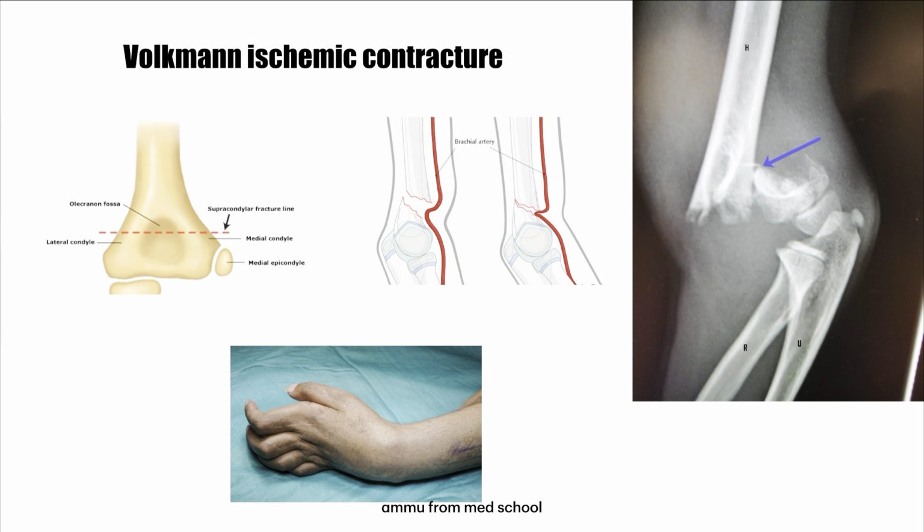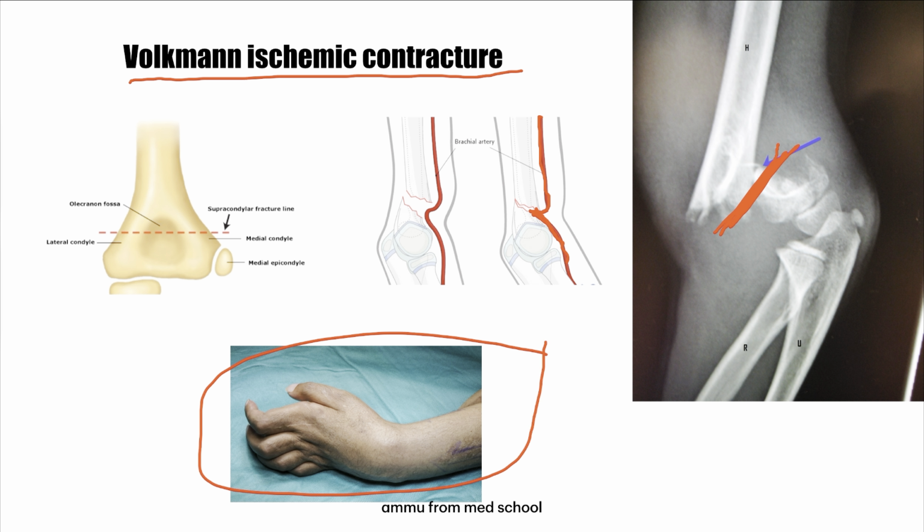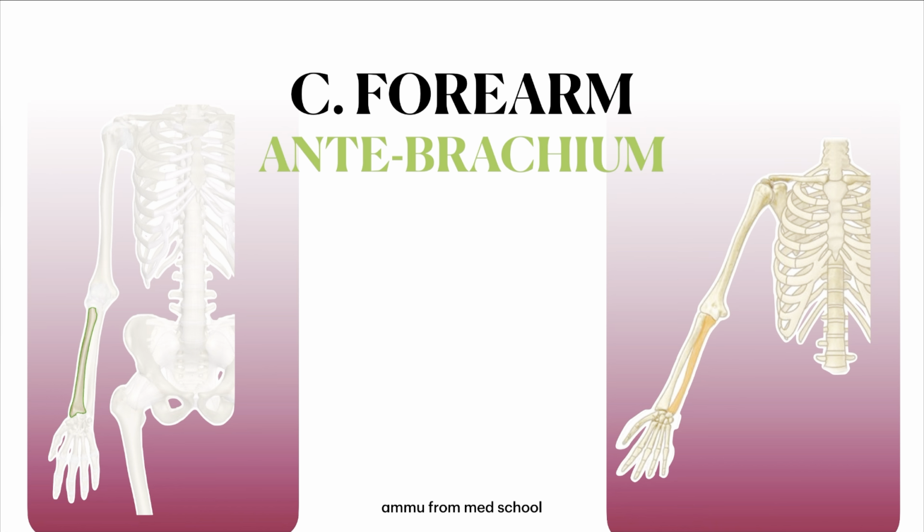The second one is Volkmann's ischemic contracture. It is because of the supracondylar fracture, where you have the brachial artery going. So you can see the squeezing of the brachial artery that is leading to this presentation, that is called Volkmann's ischemic contracture. When you look at a patient with this kind of hand, then you have to understand there is a supracondylar fracture.